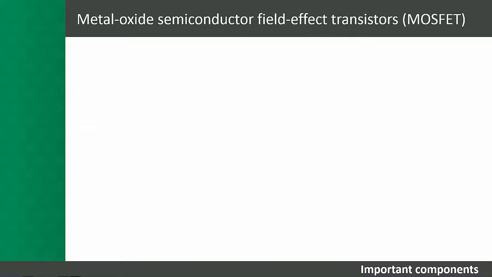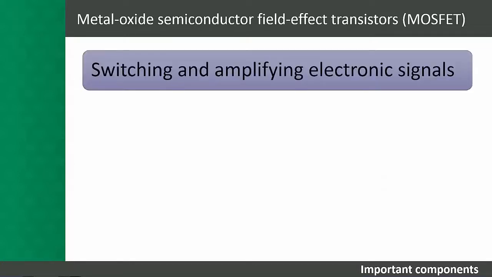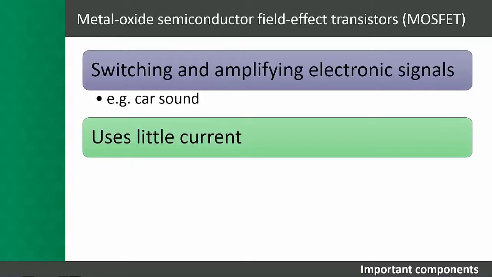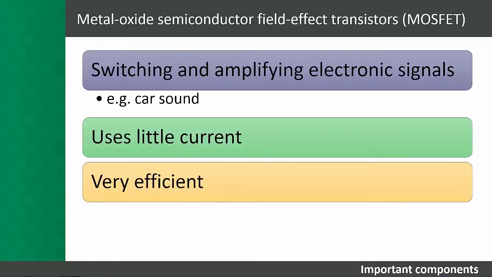The MOSFET is widely used for switching and amplifying electronic signals in electronic devices. Typical examples include high-powered audio amplifiers, such as those used for vehicle music sound. Its advantage is that it uses very little current as opposed to other similar devices, and is very efficient.